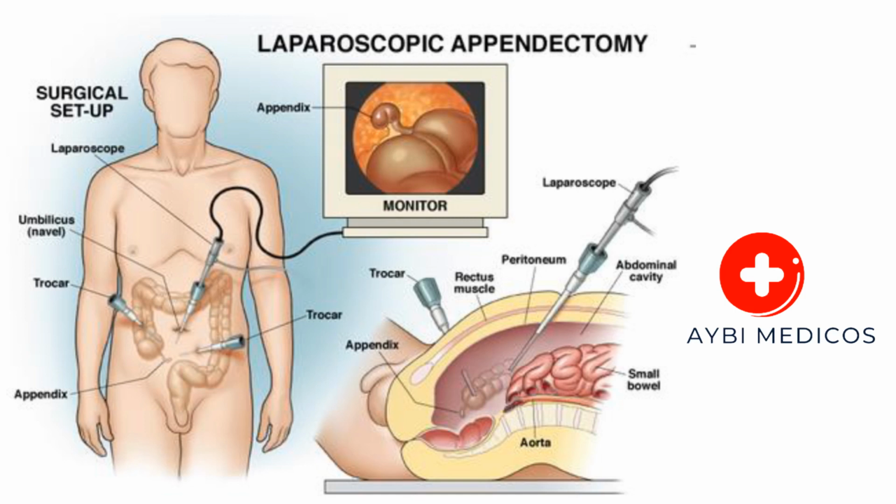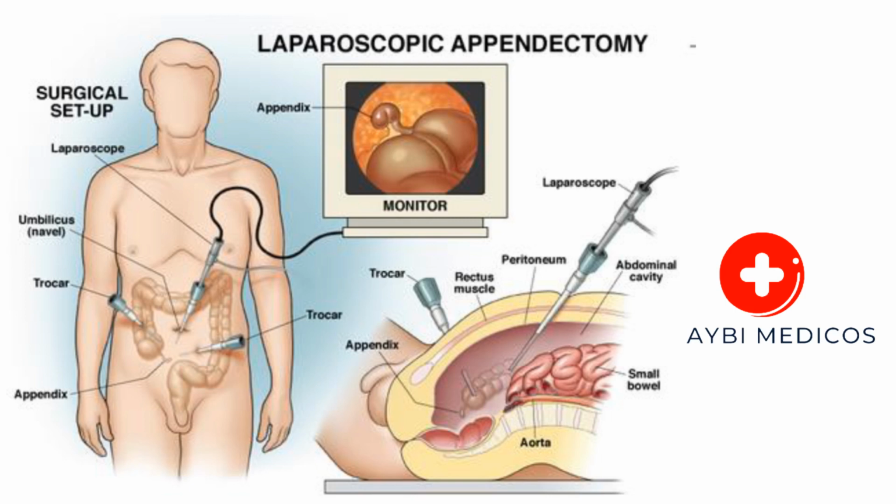Open appendectomy. In an open appendectomy, the surgeon makes a single, larger incision in the lower right abdomen. The appendix is removed, and the incision is closed with stitches or staples. Open surgery is sometimes necessary when there are complications, such as a ruptured appendix or the presence of an abscess.